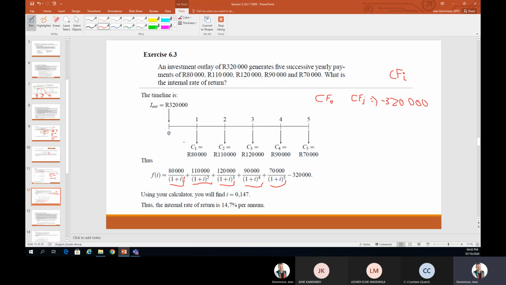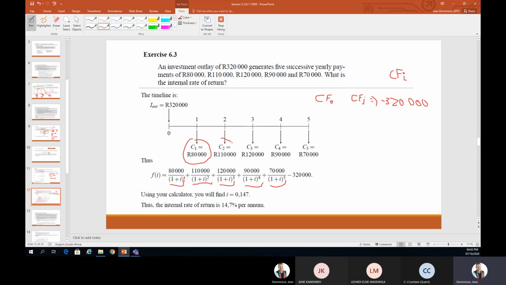Then I just follow the process to say the next one, I would just say 80,000, and I will press CFJ again, and it will tell me it was CF1. Then I'll do 110,000 CFJ again. It will tell me CF2. Then I'll do 120,000 CFJ. It will tell me CF3. I'll do 90,000 CFJ. It will tell me CF4. And the last one is 70,000 CFJ, and it will tell me CF5.